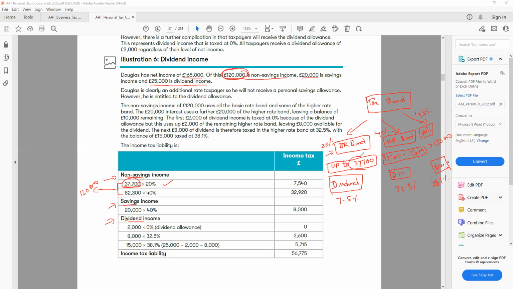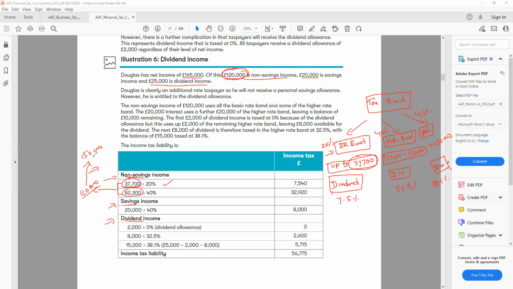We know up to 37,700 we always pay 20% tax. And from 37,700 to 150,000, we have the higher rate, that is 40%. Now, if we add these two, it comes to 120,000. That means as a higher rate taxpayer or additional rate taxpayer, there's a different band, as we said. So from 120,000, I still have some space or some threshold left up to the higher rate band limit.